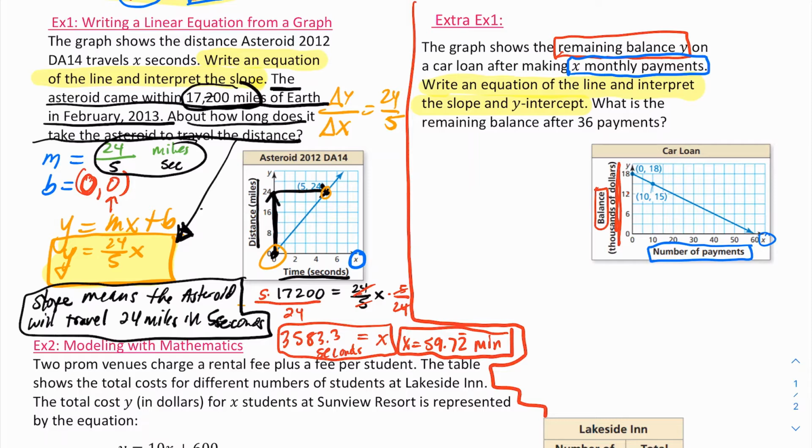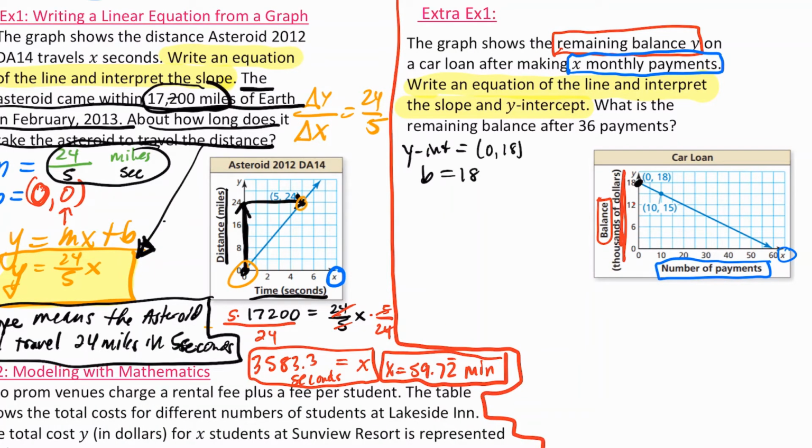So we have a couple different things here. So let me just do the y-intercept first. That point right there, that's where it hits the y-axis. That point is 0, 18, so b is equal to 18.